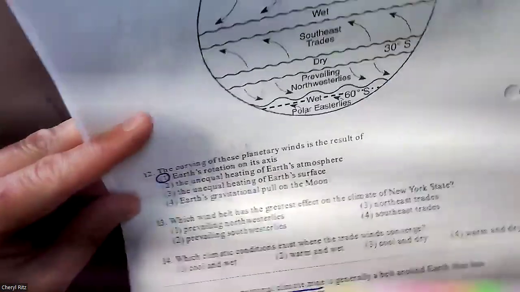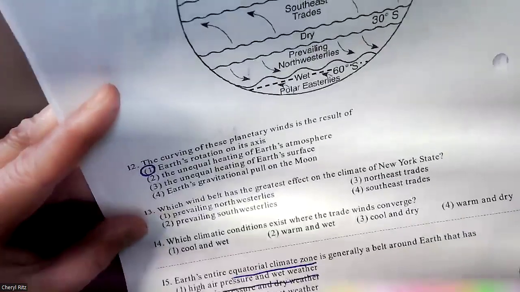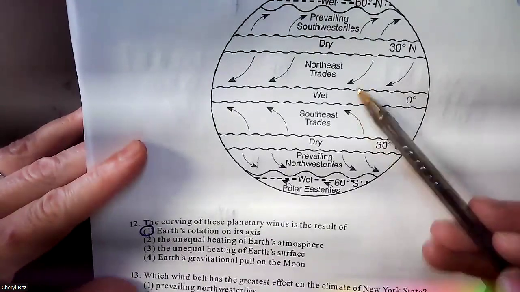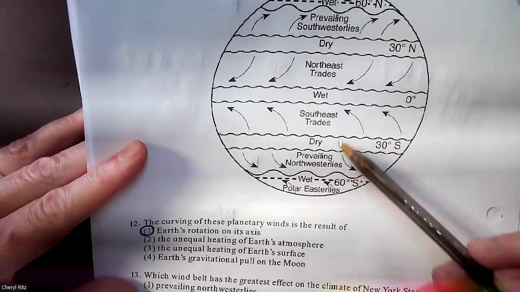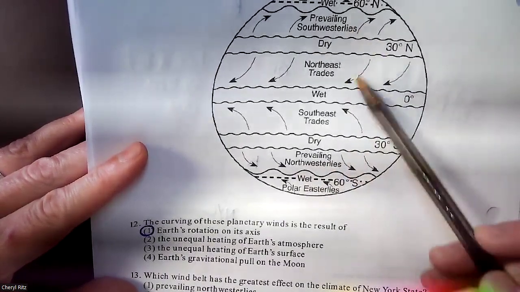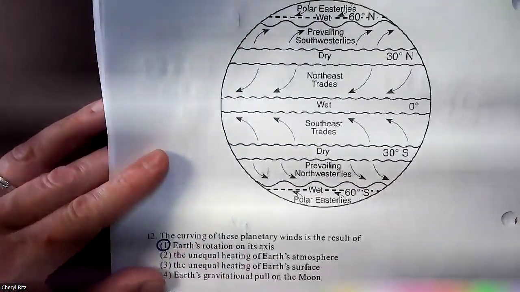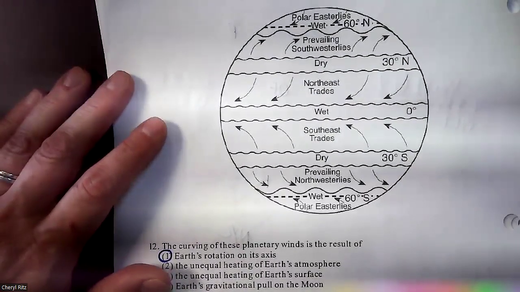That's 13. Which wind belt has the greatest effect of the climate on New York State? And by looking at the answers, here are our answers. Northwesterlies, that's this one. Prevailing southwesterlies, that's right there. The northeast trade winds or the southeast trade winds. So really, they just want to know which one of these are going to control our climate. And to know that, we have to know where we live.